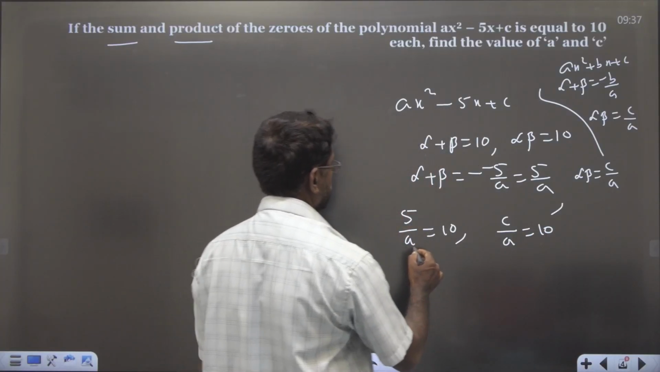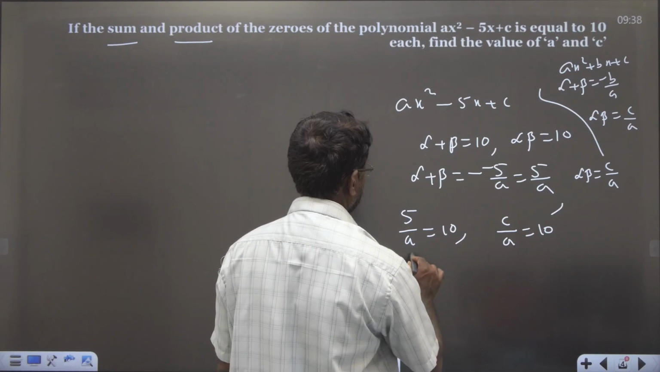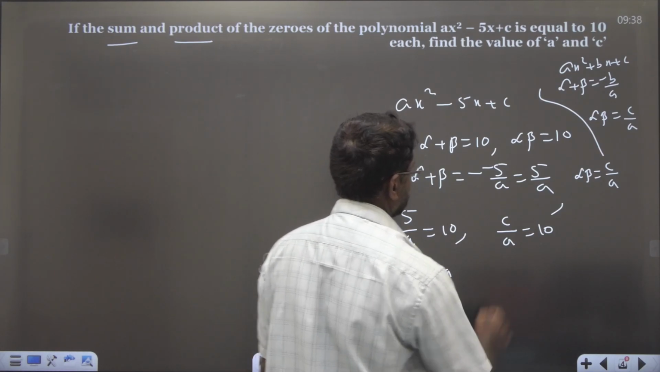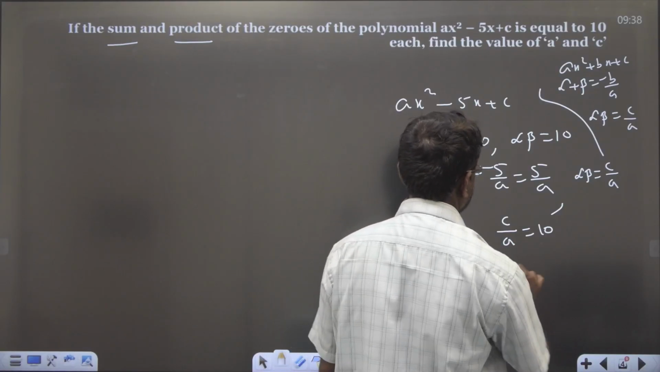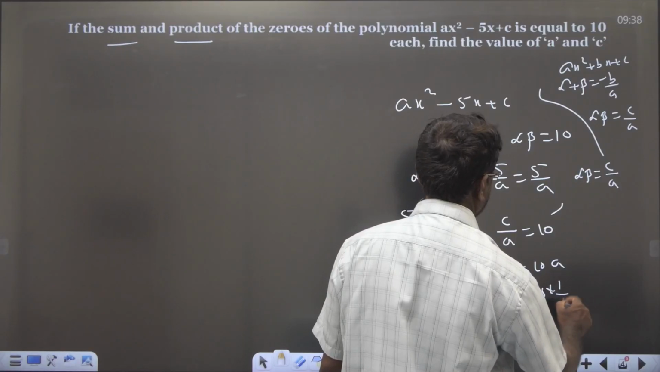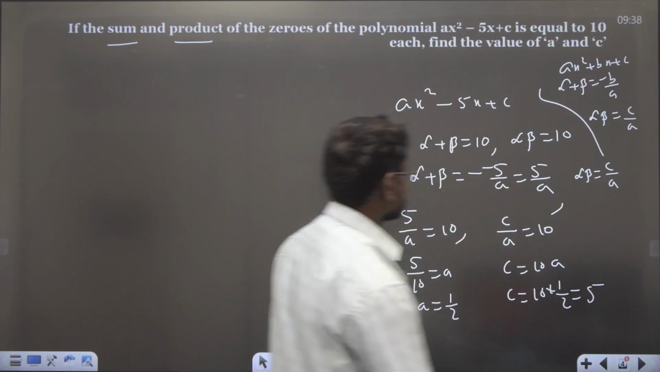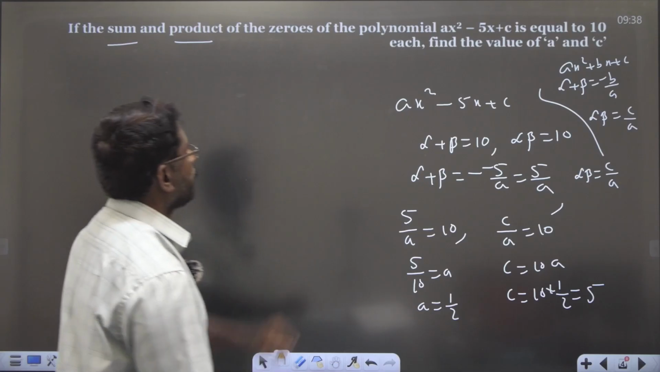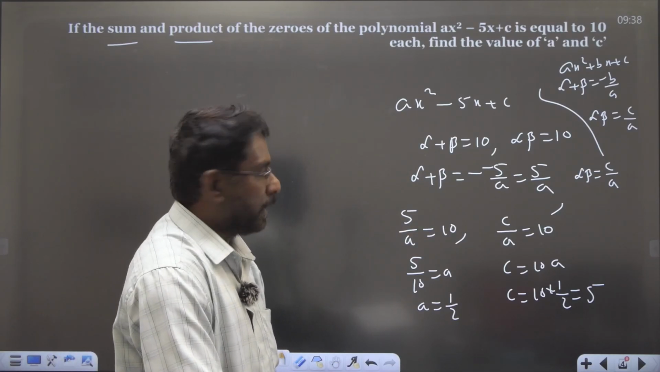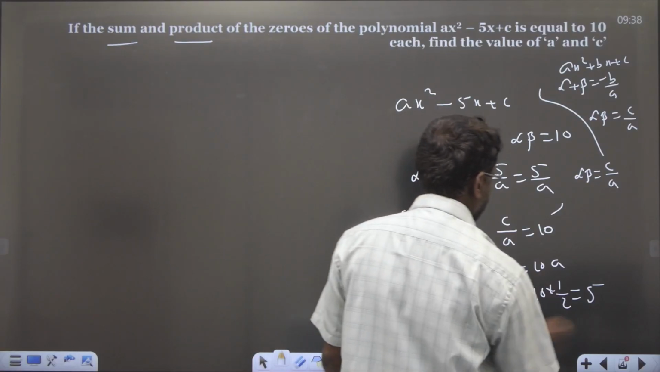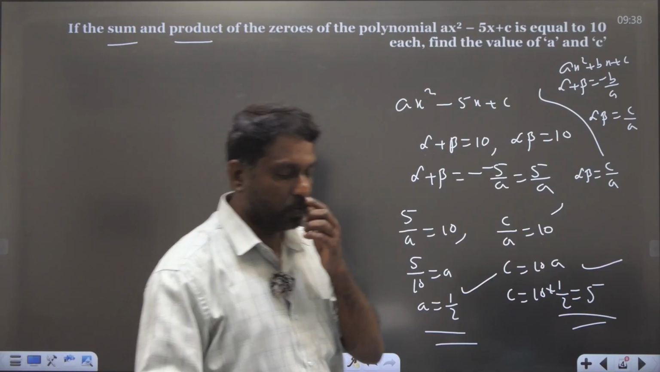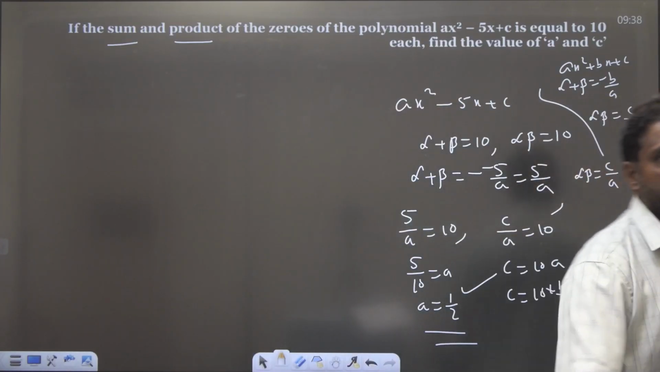From here we get a. Just cross multiply. 5 by 10 equal to a. A is equal to 1 by 2. Substitute here. C is equal to 10a. C is equal to 10 into 1 by 2, that is 5. Find the value of a and c. That is, a is equal to 1 by 2 and c is equal to 5. These are the answers.